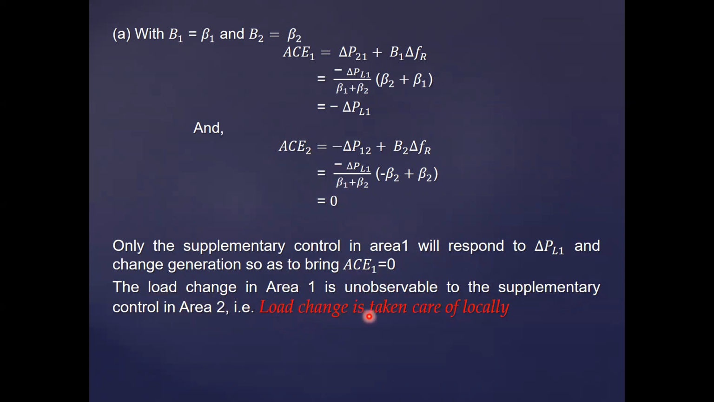And this is very much obvious because the load change has taken place locally. So it is very much expected that the control error in area 1 should respond against this load disturbance. The control error in area 2 should not respond. And that's why it is 0 here. So this is what we want here, right? This is the case when you have this setting.